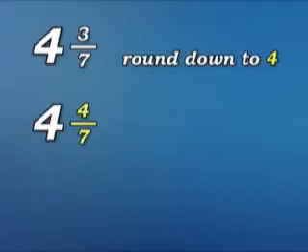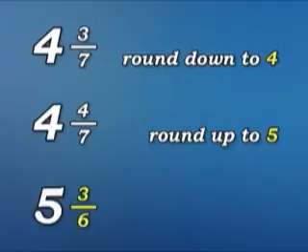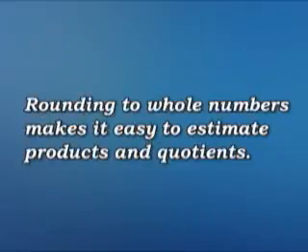4 and 3/7, well, 3/7 is less than a half, so we round down to 4. 4 and 4/7, 4/7 is more than a half, so we round up to 5. And 5 and 3/6, 3/6 is the same as a half, so we have to round up to 6. Rounding to whole numbers makes it easy to estimate products and quotients.